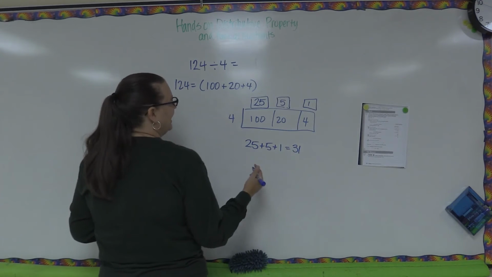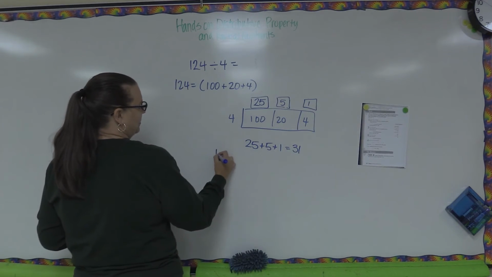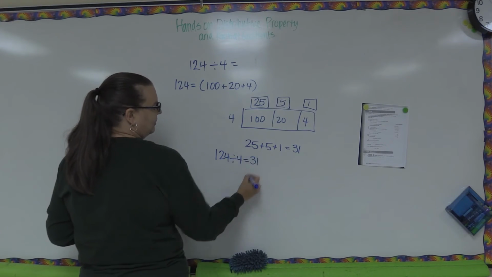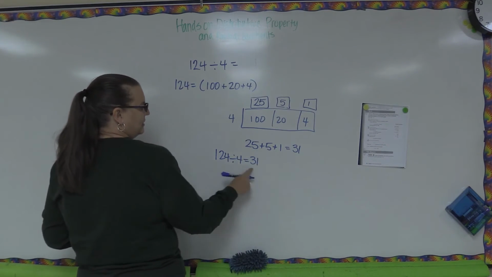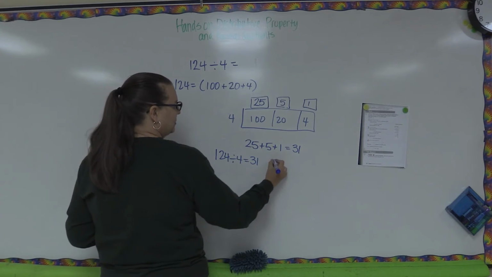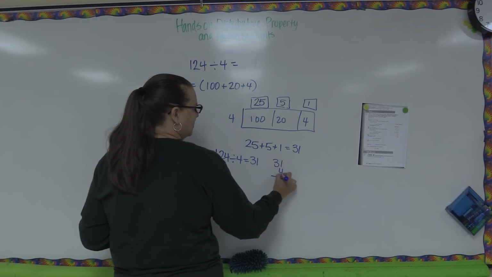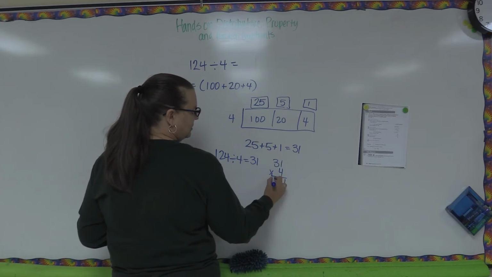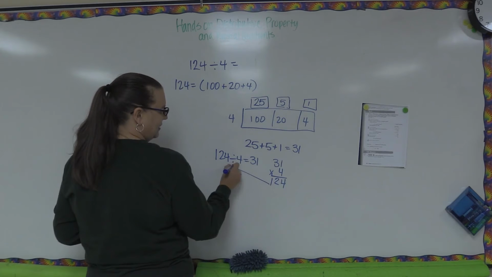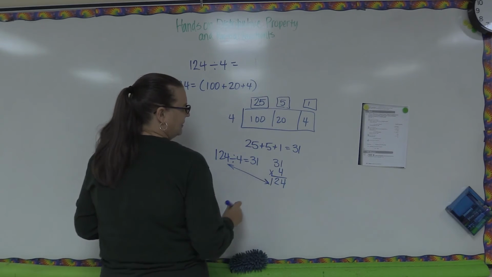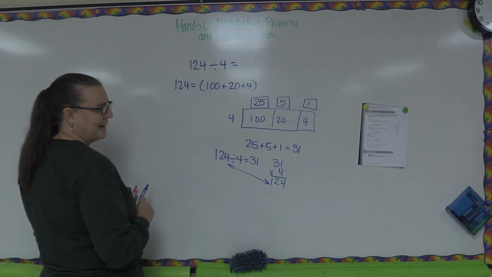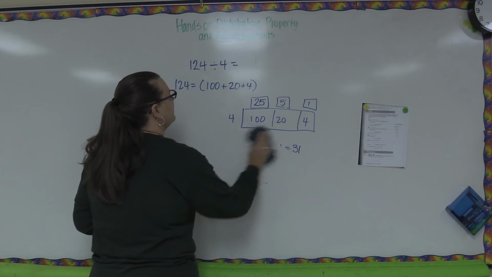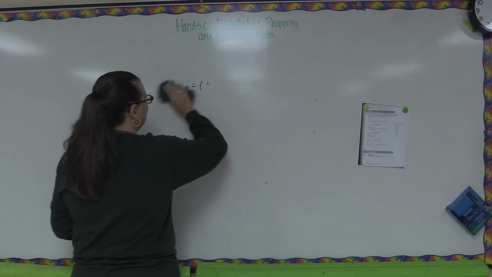So we could check that. We're basically saying that 124 divided by 4 is equal to 31. We can check this by multiplying. We can do 31 times 4. 4 times 1 is 4. 4 times 3 is 12. And you'll see that our dividends match up. Now, here is a second way to solve these problems.